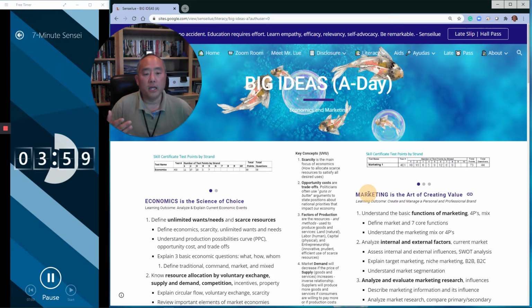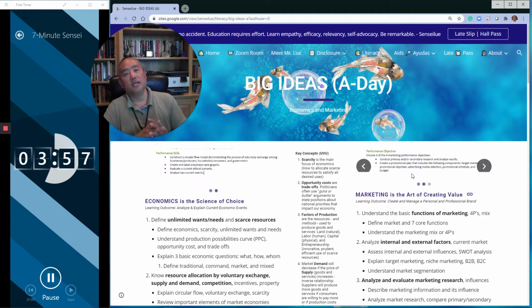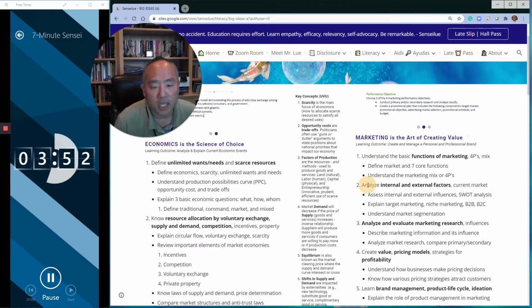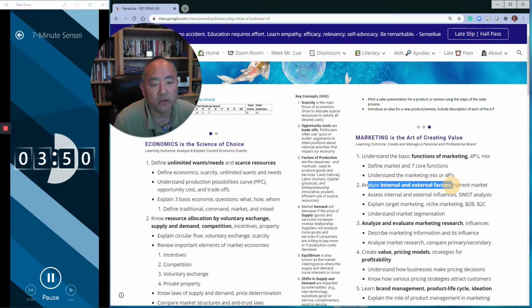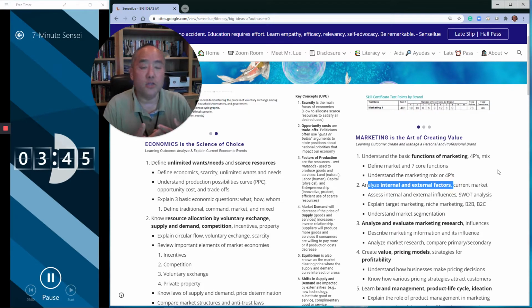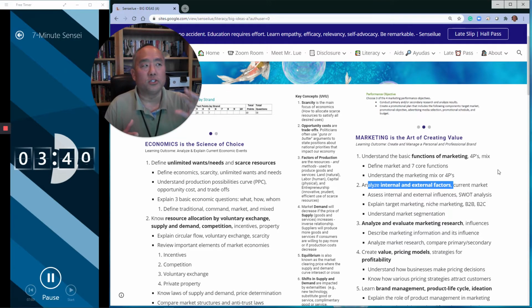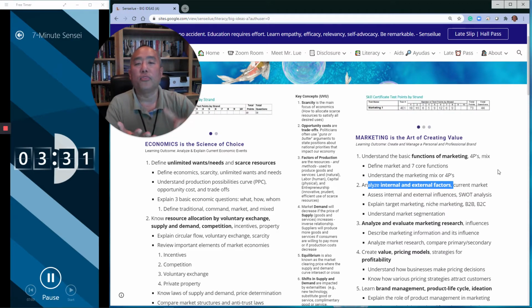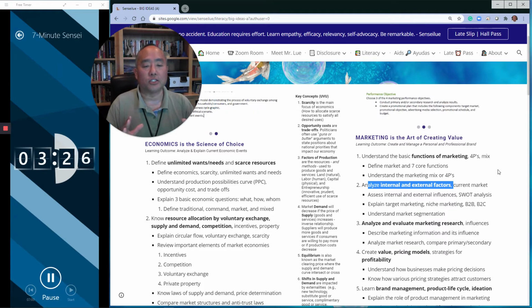Now marketing, we see that strand 2 is the heavy hitter. And if we scroll down to strand 2, we see that we must analyze internal and external factors. So, for example, we may use an analytical tool called SWOT to see how well our business is doing, to gauge how well our business is doing. SWOT stands for strengths, weaknesses, opportunities, and threats. And we need to understand those, both internally and externally.